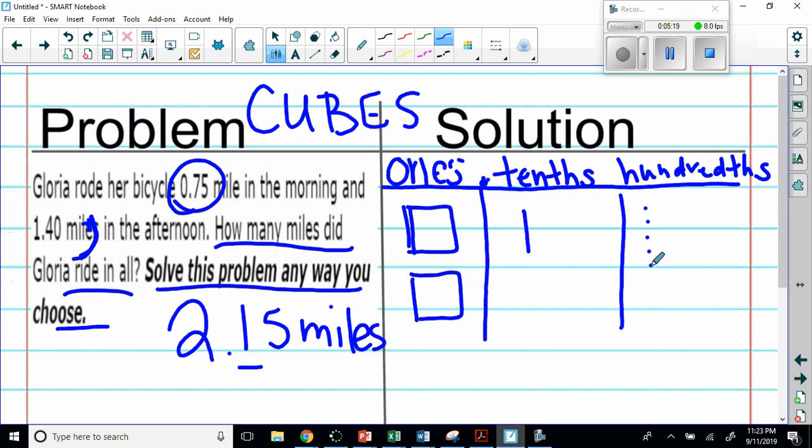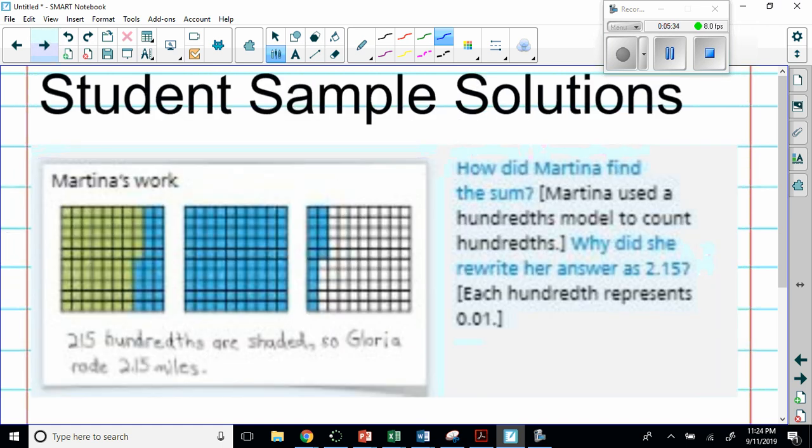And that's going to represent my 500ths. So this is one way that you could visually represent a decimal number by drawing a chart like this. Let me show you a couple other pieces of student work where you can see some other ways that they visually represented it. Okay, this is Martina's work. And Martina had some decimal grids that she could just color in, which makes this a lot easier.